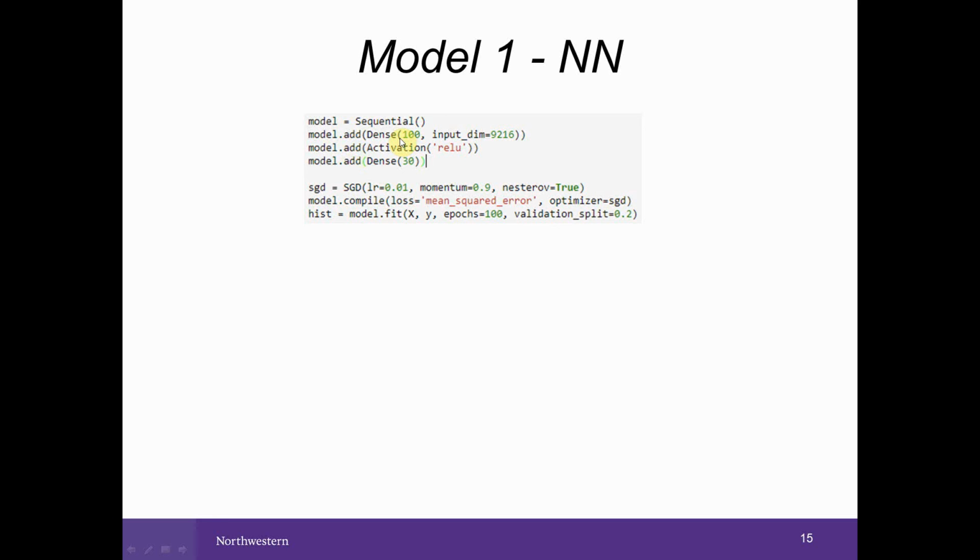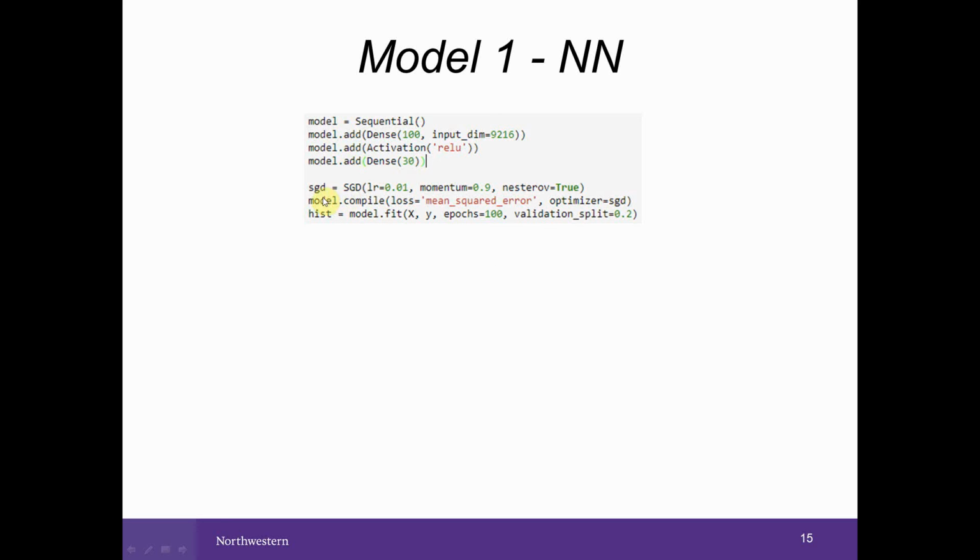Add an initial dense layer, 100 nodes. You have to specify the input dimension of the images. This is 96 times 96. You throw in an activation function, I did rectified linear. And the last one here, this is the output, a dense layer of 30, because we're outputting 30 predictions, X and Y for 15 key points, so that's 30 right there.